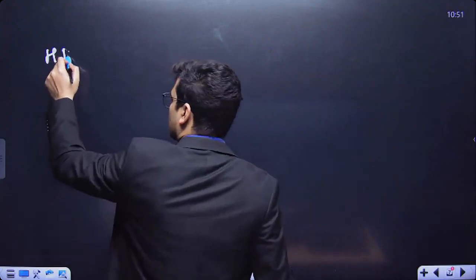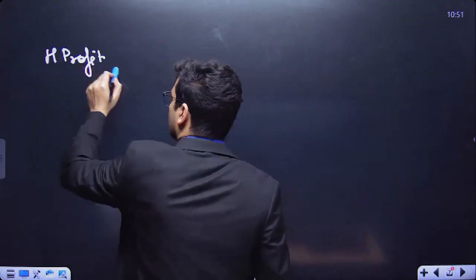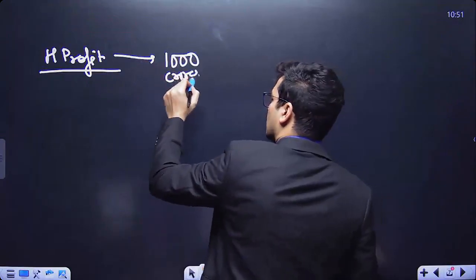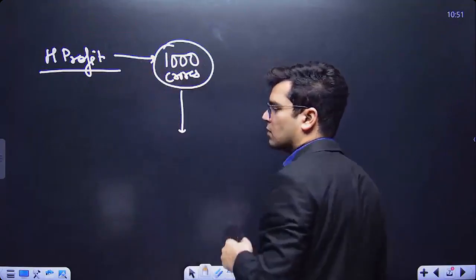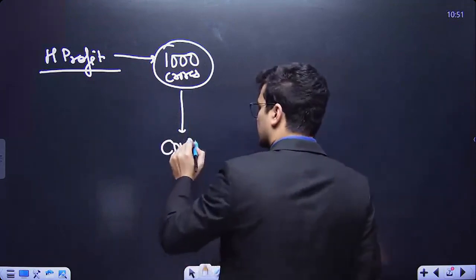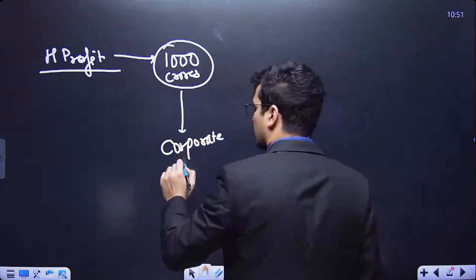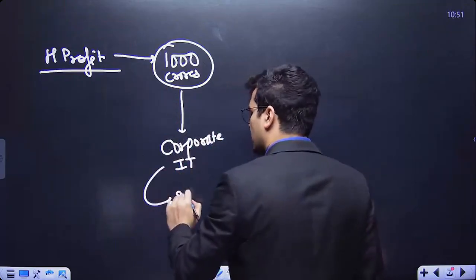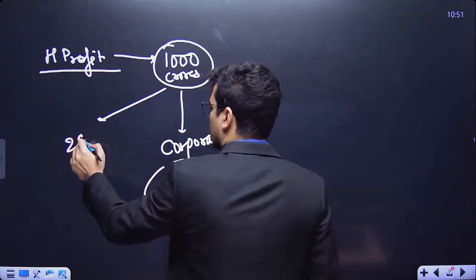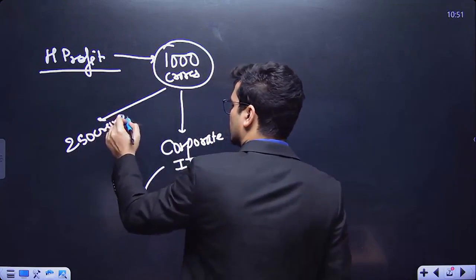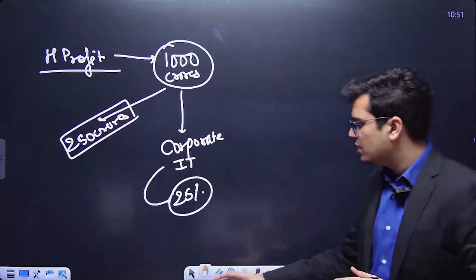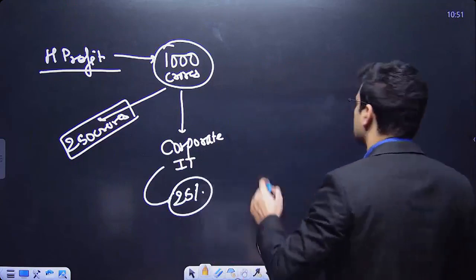Haldiram's profit for the year, let's say, is 1000 crores. Now, corporate income tax in India is at the moment 25%. So, Haldiram will pay 250 crores as tax. Okay. Now, from here we have to understand a new concept called exemptions.